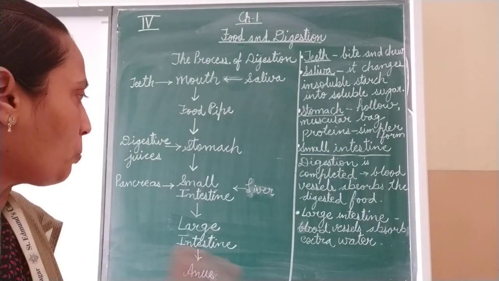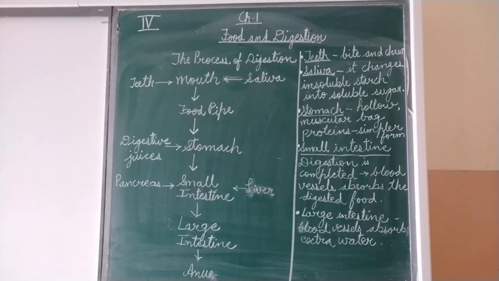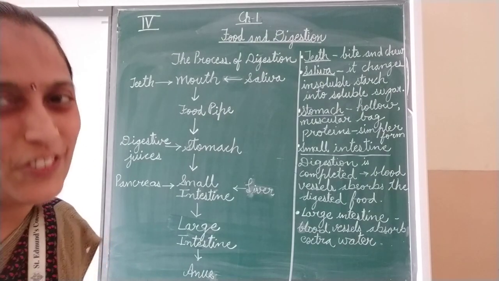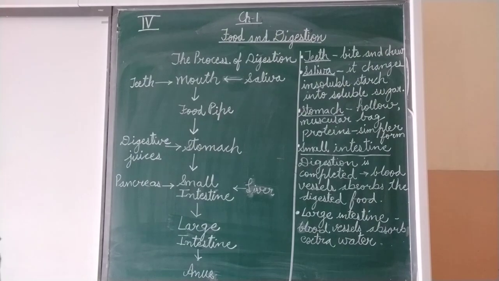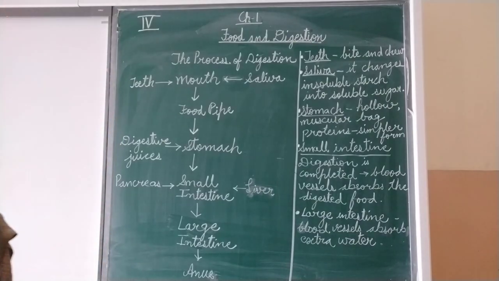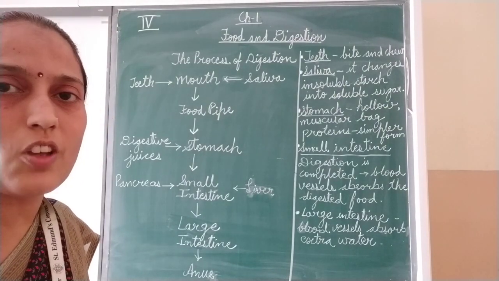Then the food is passed into the large intestine and there the blood vessels of the large intestine absorb the extra water from the food. And finally, the semi-solid waste, whatever is left, is thrown out through our anus when we go to the toilet. So this is the process of digestion.